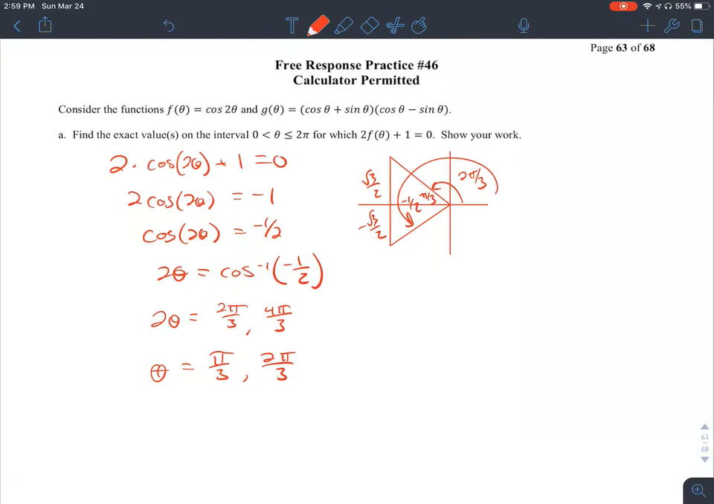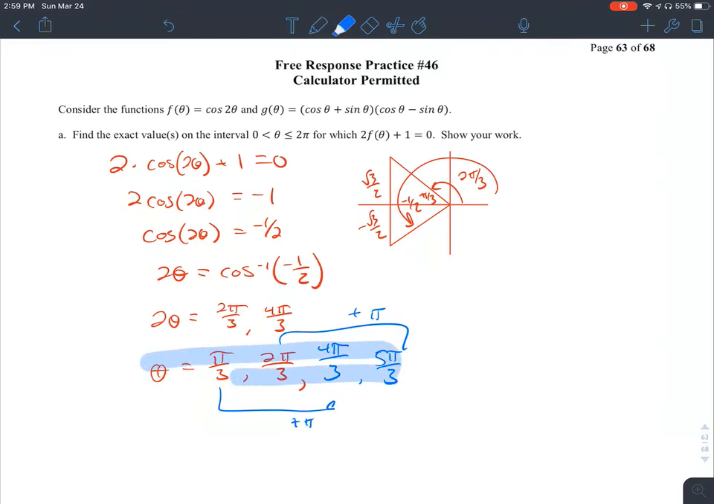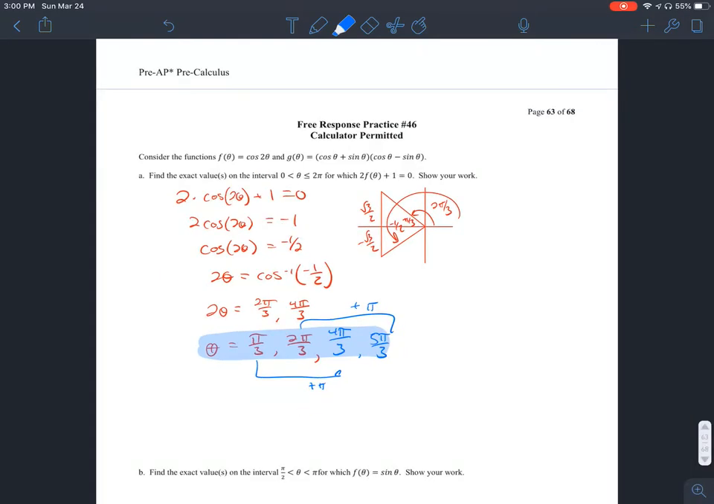To find the rest of my answers, because this was 2 theta, this angle for cosine, that means we can fit 2 full periods in 1 revolution, which means we're going to have twice as many answers as we would have if it wasn't that way. If we add 1 pi to this, we get 4 pi over 3. If we add a pi to this, we're going to get 5 pi over 3. So those are the 4 angles that would make this equation true.